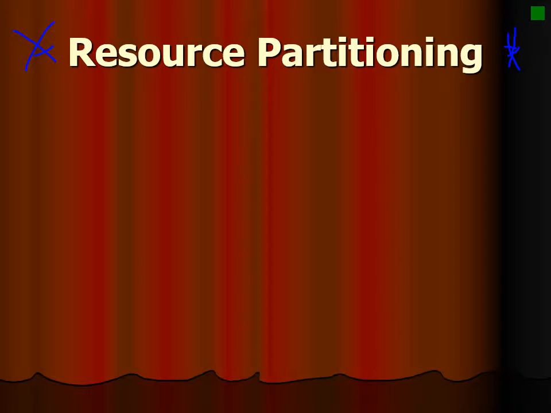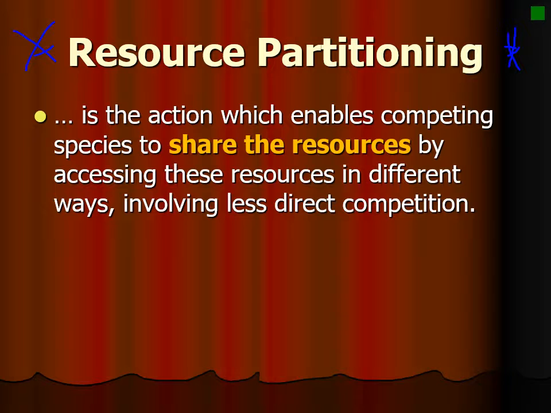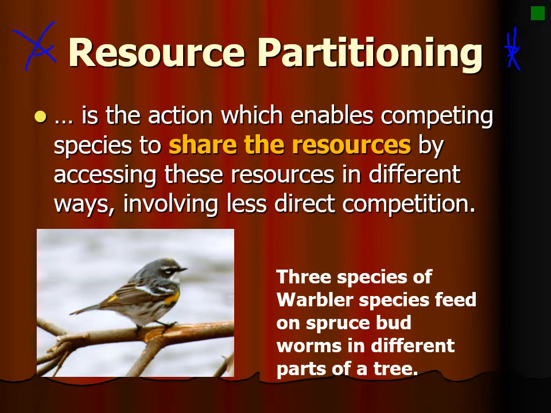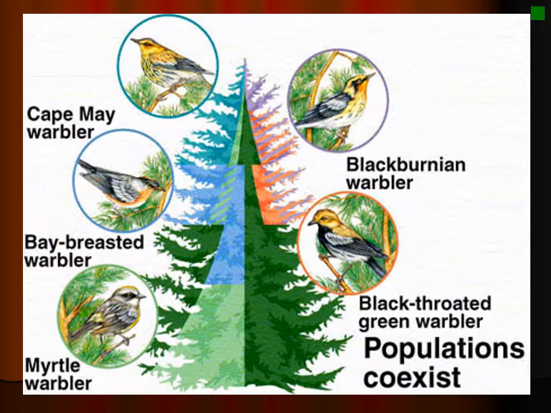Resource partitioning. All resource partitioning is, is that they compete for the same resources, but they access these resources in a different way, that minimizes the amount of competition. A typical example that's in your textbook, and a really good example that I think will definitely be on exams and perhaps on the PAT, is the warbler species of birds. With the warbler species of birds, they all compete for the same food source, I believe certain insects, I'm not too sure.